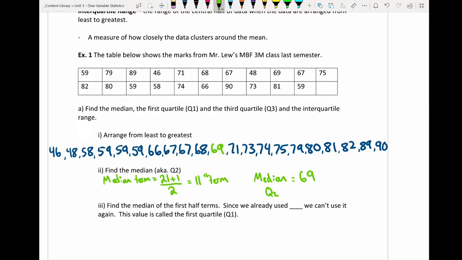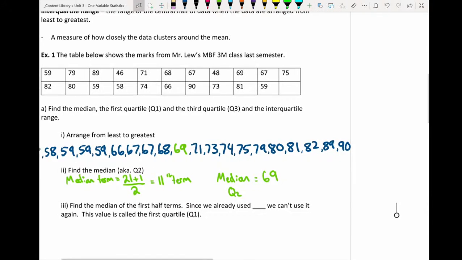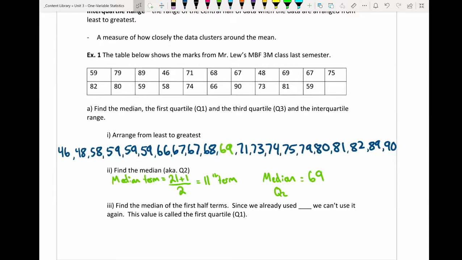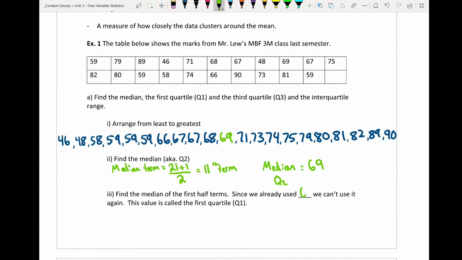For the next step, the next thing we want to do is find the median of the first half of the terms. And since we already used 69, we can't use it again. And this value is called the first quartile. So I'm just going to quickly highlight it. So the first half of our data, we know what number divides it in half, and that's 69. So the first half is all of these numbers. So I need to find the median of those numbers.